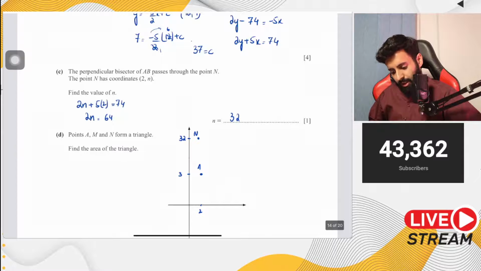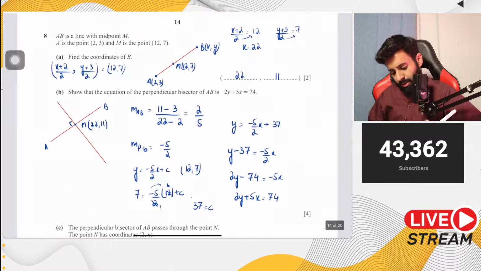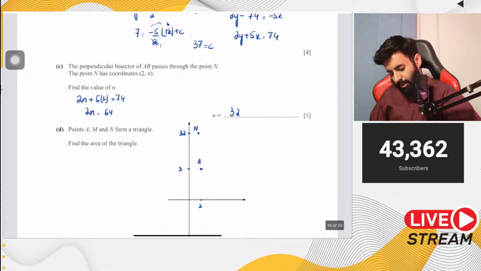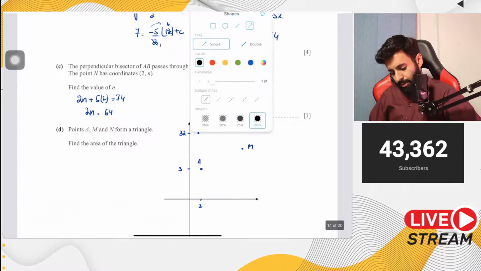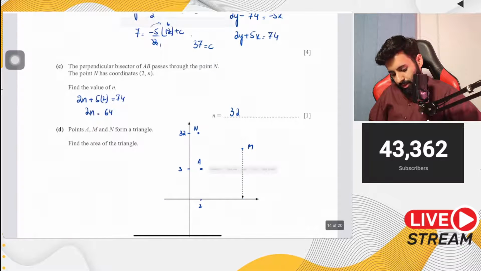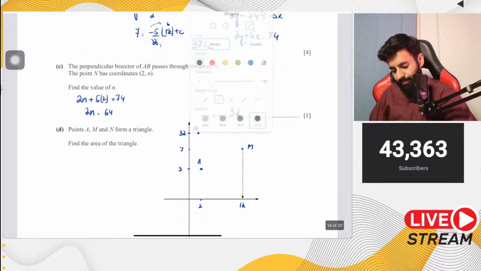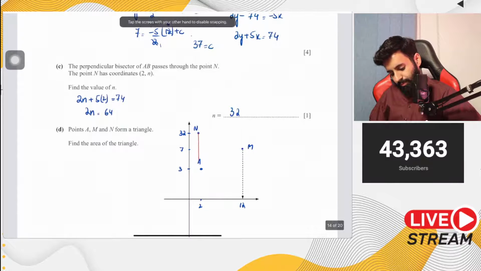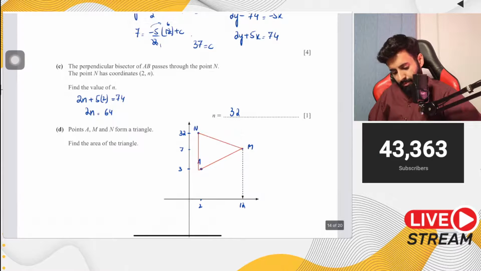Okay. And then there's point M, which has coordinates 12, 7. So that means the point M is going to be somewhere over here. Point M on the other hand has coordinates 12, 7. So somewhere over here will be 12 and somewhere over here is going to be 7. Now first of all, let's make a triangle. Let me fix the position of A first.